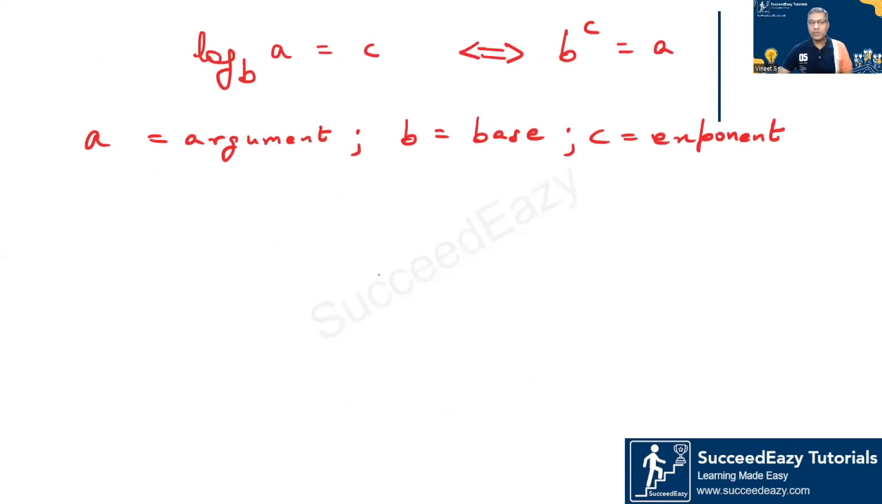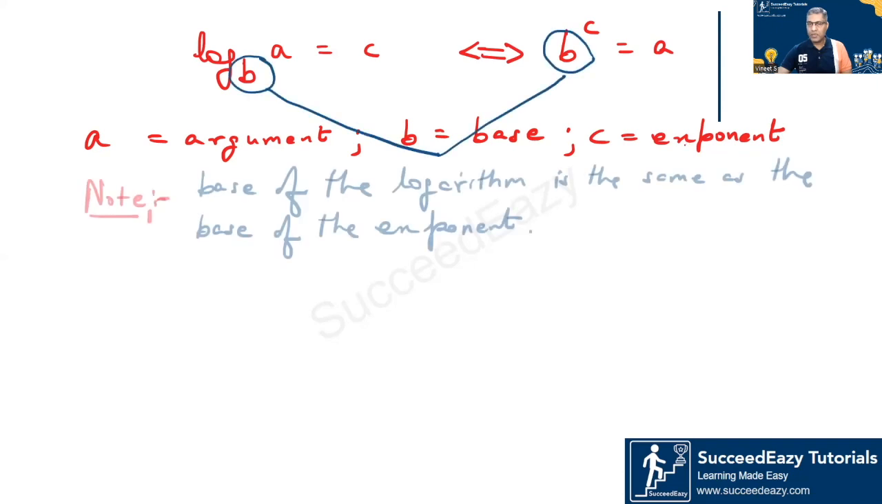So in general, log of a to the base b equals c is equivalent to b to the power c equals a. In this case, a is called the argument, b the base, and c the exponent. Please notice that the base of the logarithm in both the functions, logarithmic as well as exponential, remains the same, right? So the base of the logarithm is the same as the base of the exponent.